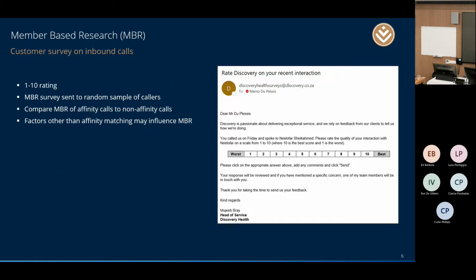So in our business, there are many different initiatives geared towards improving MBR, and I'll share a bit about how difficult that really is to achieve. But yeah, something like training of an agent could also have a huge impact, but I believe that affinity matching is arguably one of the main influences of MBR.